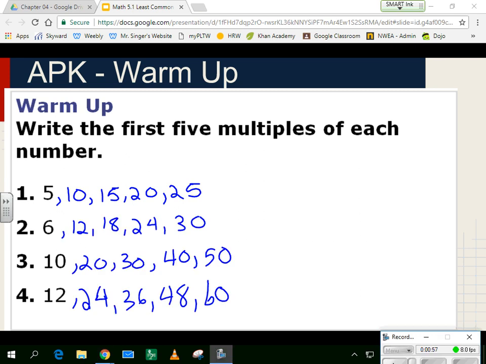And here are the multiples of the rest of them, the first 5 of each number. Hope you're able to figure those out. What we're going to kind of work with is being able to know multiples and how to multiply up through several numbers.